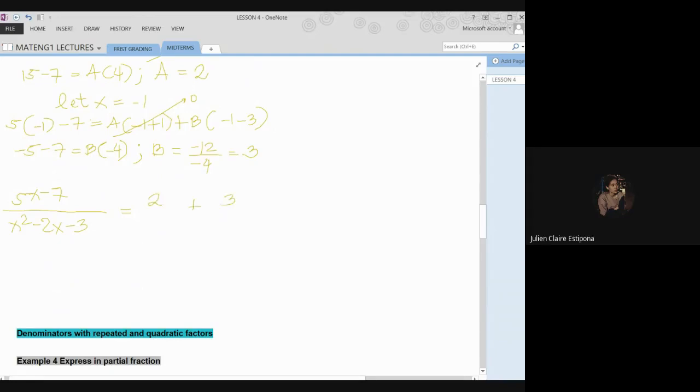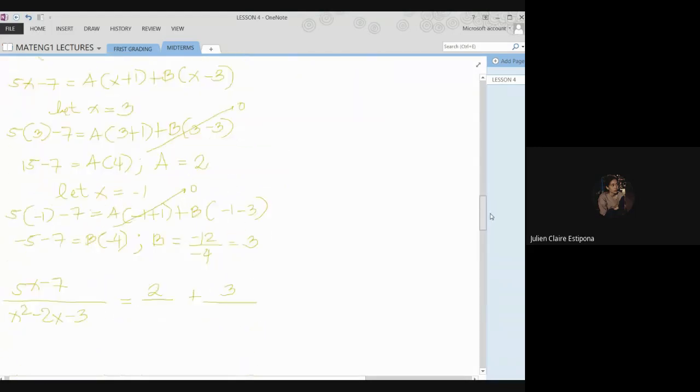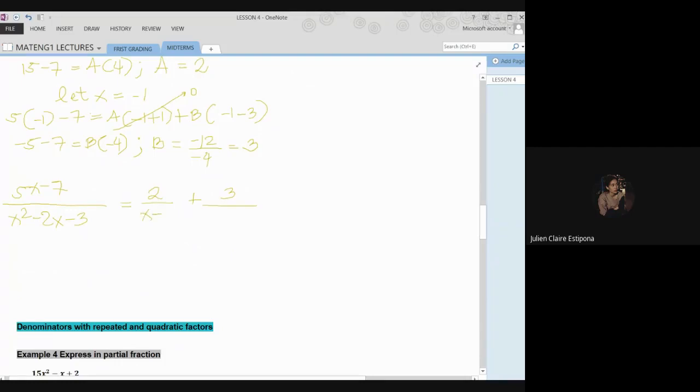So what are the factors for here? That is x minus 3 and x plus 1. So x minus 3 and x plus 1. So that will be the partial fraction for this expression. This is the expression, this is the partial fraction for this. So if you are going to simplify the partial fraction, you will arrive at the same answer as the original equation. Okay, so can you follow?